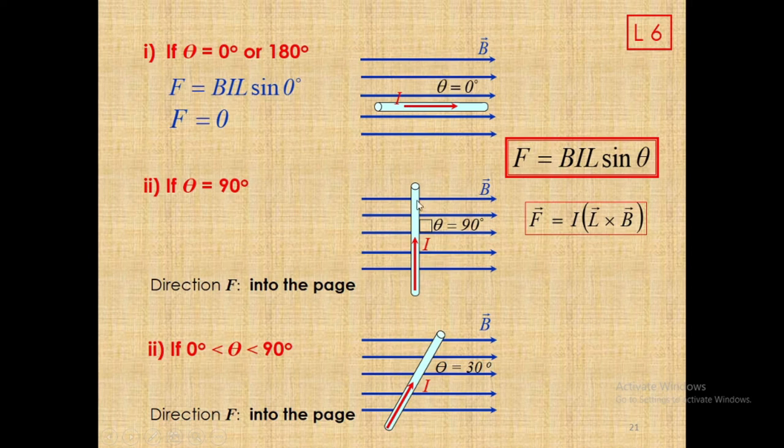If the straight wire is perpendicular with the magnetic field, so theta is 90 degrees, substitute into the formula F equal to BIL sine 90. Sine 90 is equal to 1, so F equal to BIL. So this one will refer to maximum force. So this force is into the page. In the third diagram, we know that this straight wire is arranged at an angle of 30 degrees to the magnetic field. So we substitute the value of 30 degrees. So this one will be a positive force, and its direction will be into the page.